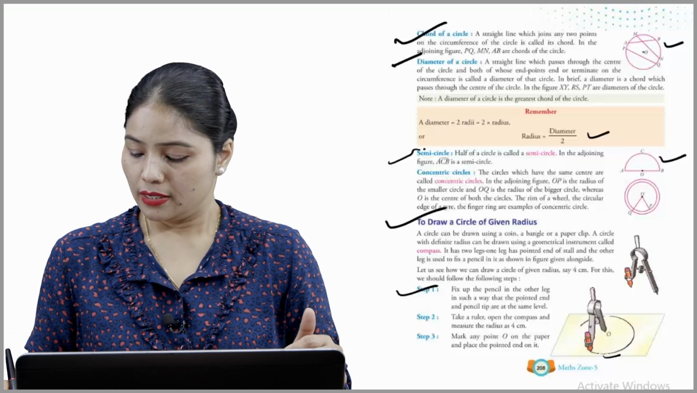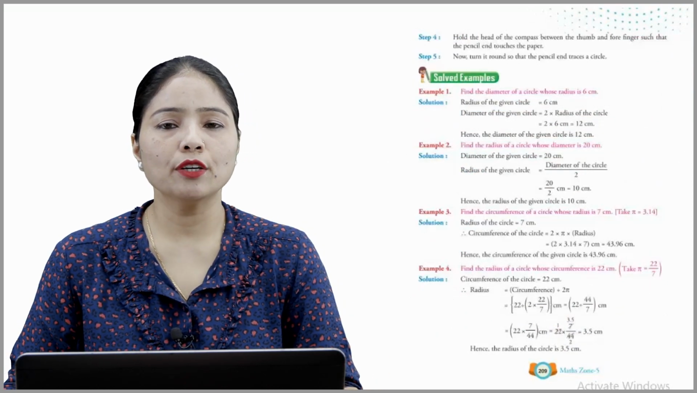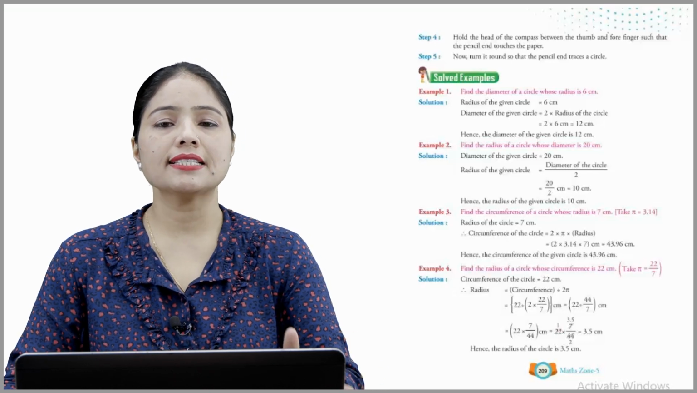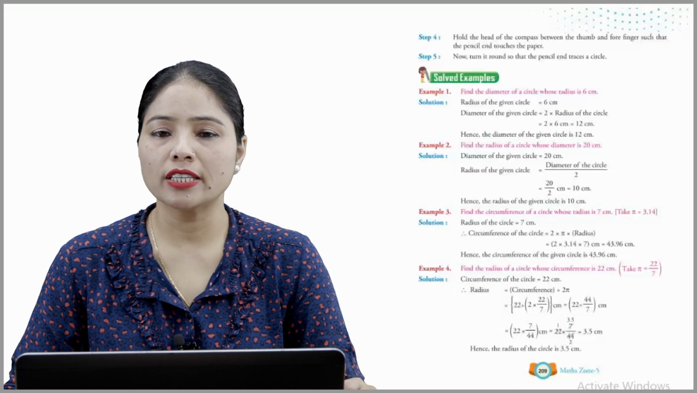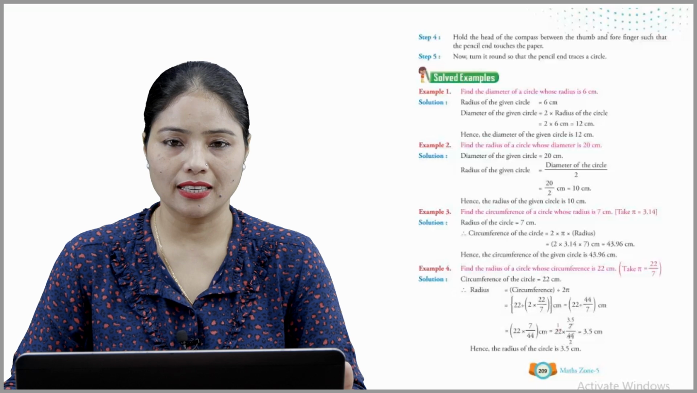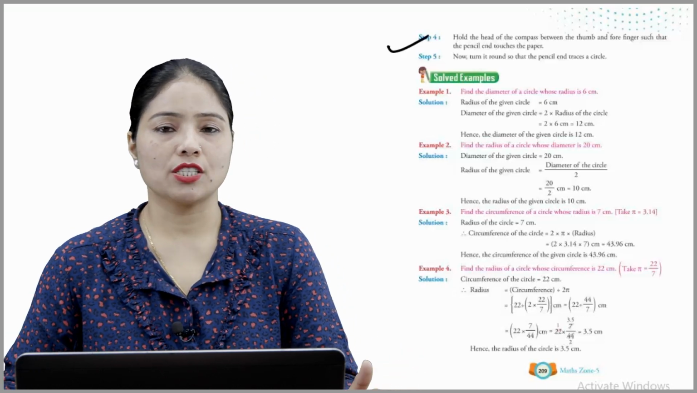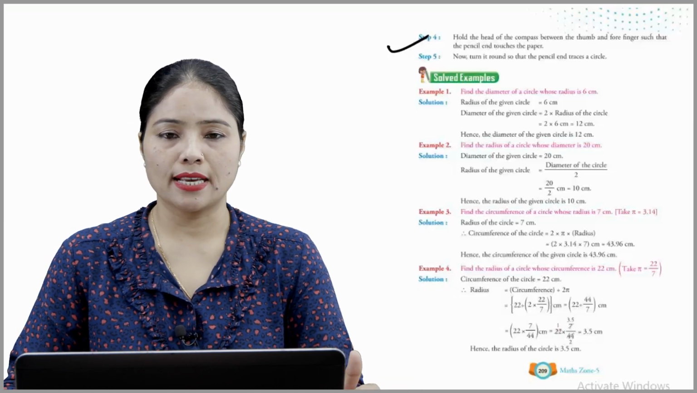Okay. Now step number 4, hold the head of the compass between the thumb and the forefinger such that the pencil's end touches the paper. Step number 5, now turn it round so that the pencil's end traces a circle. So these are the method. This is how we just do that. Okay. I hope you understood. Now move on, solved examples.